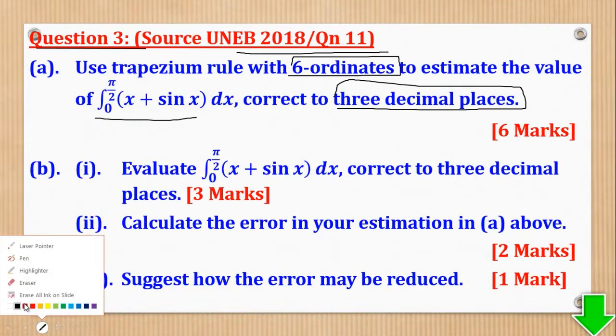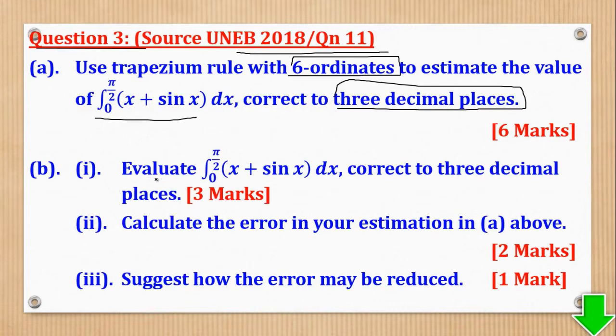So part B, Roman 1, they said evaluate this. When you see this word evaluate, it means that they want you to use knowledge of calculus to come up with the actual value of this integral, correct to 3 decimal places. Then Roman 2, they want you to calculate the error in the estimation. So when they just say error, it means they want absolute error. Then Roman 3 suggests how the error may be reduced.